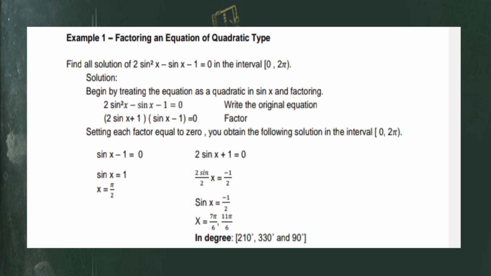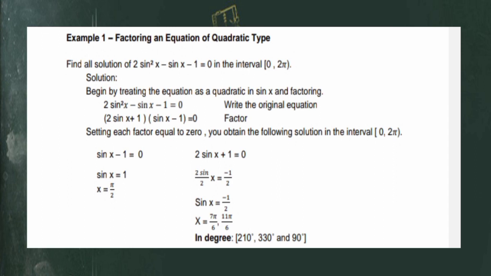Example number 1. Factoring an equation of quadratic type. Find all solutions of 2 sine squared x minus sine x minus 1 equals 0 in the interval of 0 and 2 pi. Solution. Begin by treating the equation as a quadratic in sine x and factoring. So 2 sine squared x minus sine x minus 1 equals 0.